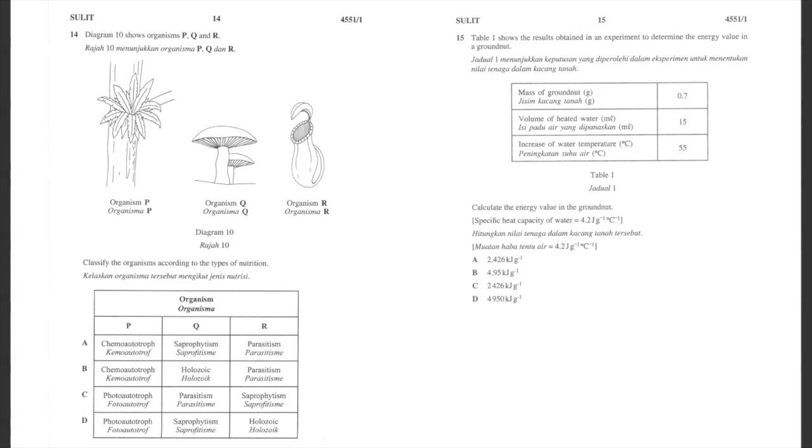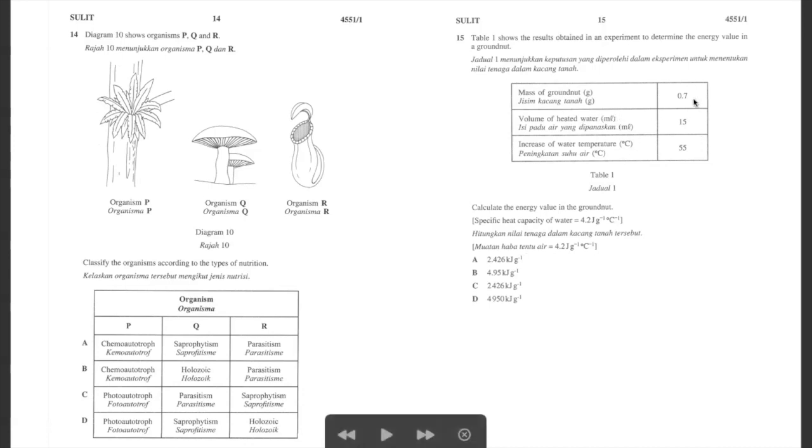So macam mana nak kira, cikgu? So pertama sekali awak ambil mass dia. Mass dengan volume benda sama. So mass dia adalah berapa? Mass of water, right? Mass of water selalunya kita ambil dalam mililiter lah. So dibagi dah mililiter kat sini.